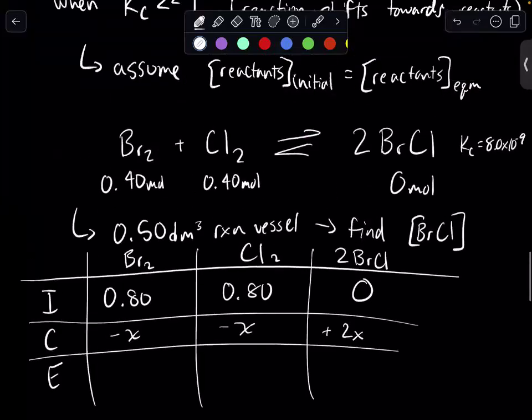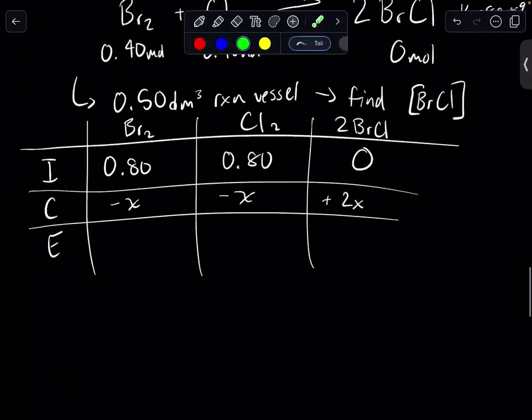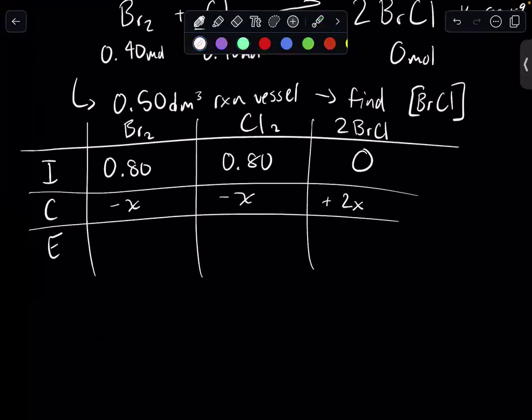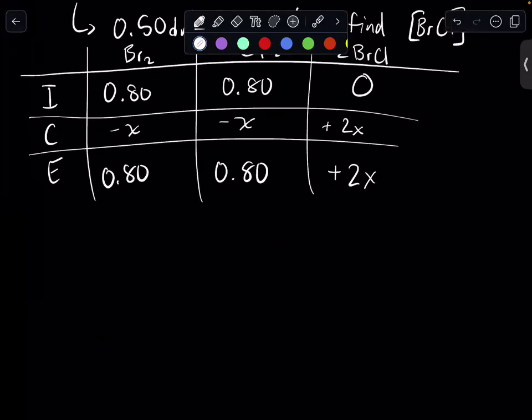Now, we said that we can make this assumption right here. The reactants initial is equal to the reactants at equilibrium, so we're just going to go ahead and do it. 0.80 and 0.80 moles per decimeter cubed. Our products, however, 0 plus 2x is still 2x. So we're going to go ahead and solve for our equation. Our Kc is equal to 2x squared divided by 0.80 times 0.80.